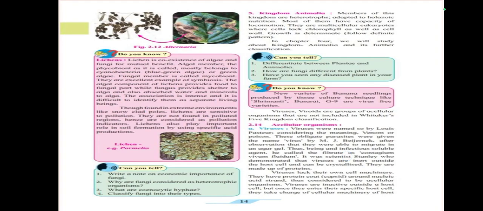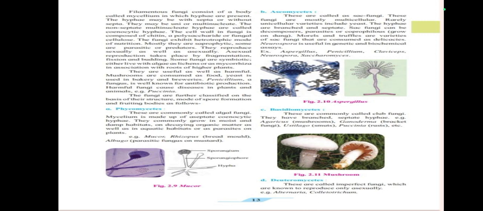Filamentous fungi consist of a body called mycelium, in which hyphae are present. The hyphae may be with septa or without septa. They may be uni- or multinucleate. The non-septate multinucleate hyphae are called coenocytic hyphae. The cell wall of fungi is composed of chitin, a polysaccharide, or fungal cellulose.